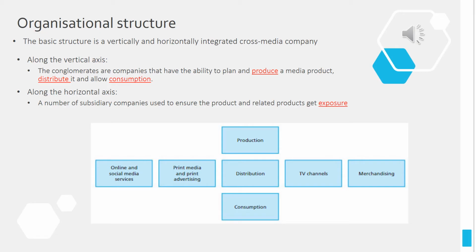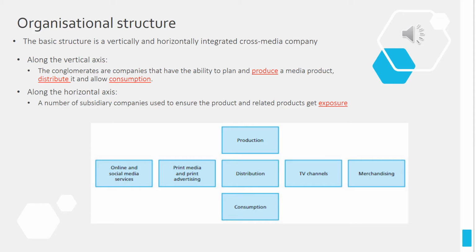So a big conglomerate or cross-media company, as they sometimes call them, can be vertically and horizontally integrated. Integration is when you put things together. So this diagram at the bottom basically shows a vertical and horizontal integrated company.